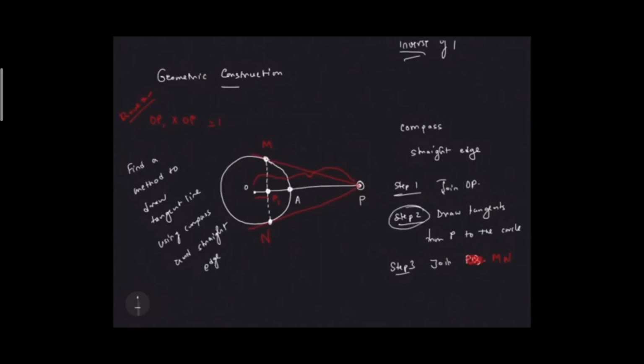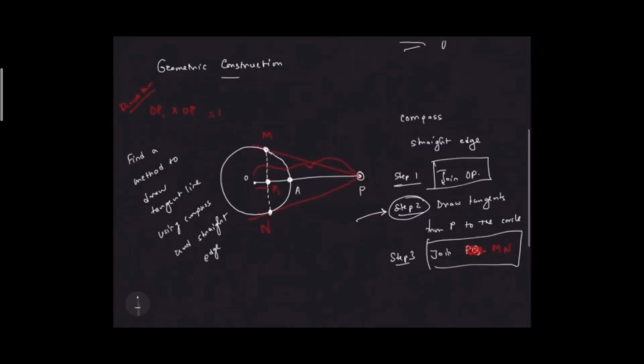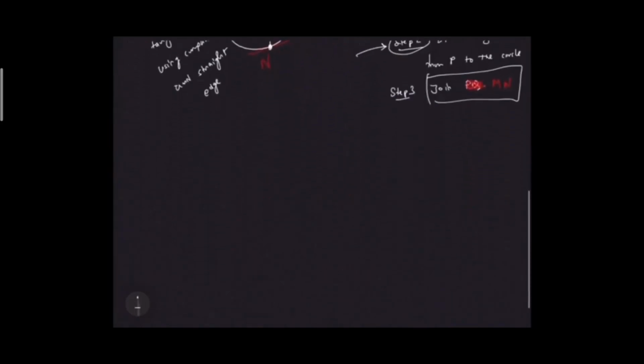So now, in order to find the inverse, in this geometric construction, which is still part of the inversion, that's a vital step. Joining OP is easy. You can do it with a straight edge, joining MN also needs just a straight edge. Drawing the tangent line would require more than that.